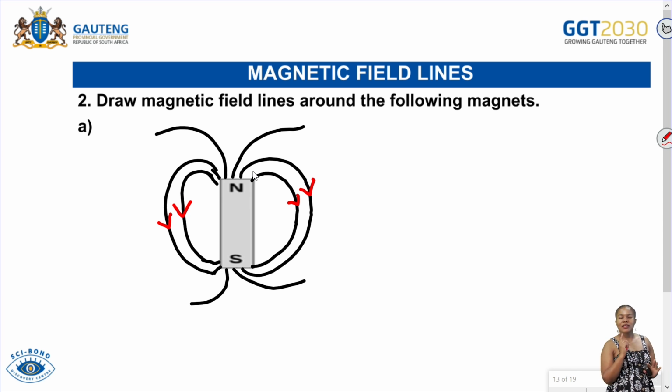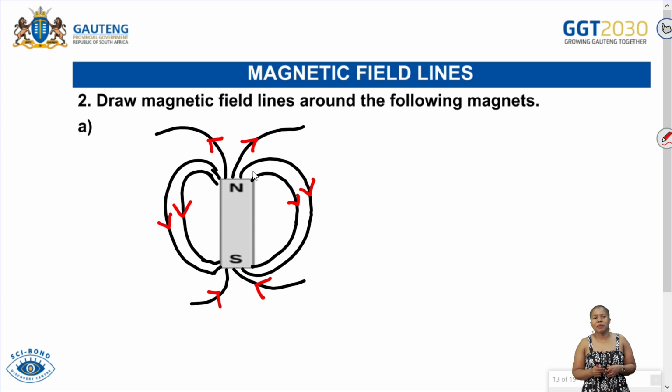And on the South Pole, they are getting in. And from the North Pole, they are moving away from the North Pole. So that's how you then will draw your magnetic field around this specific bar magnet.